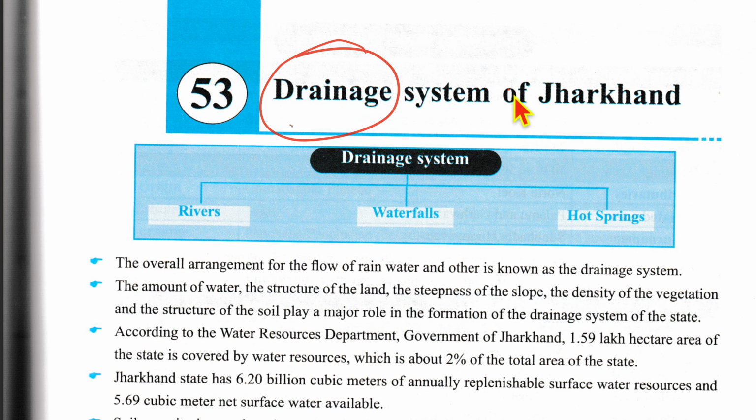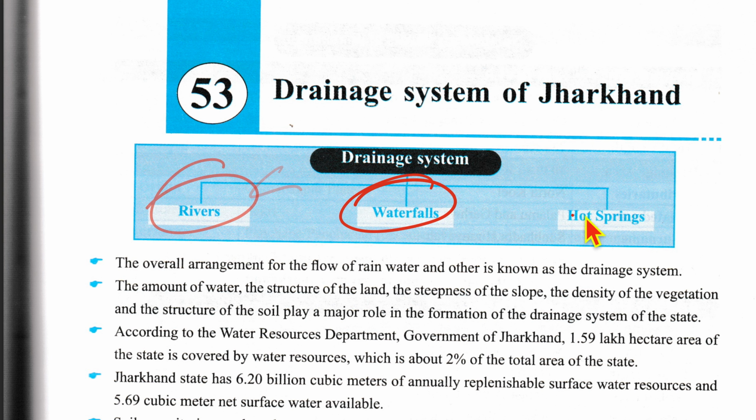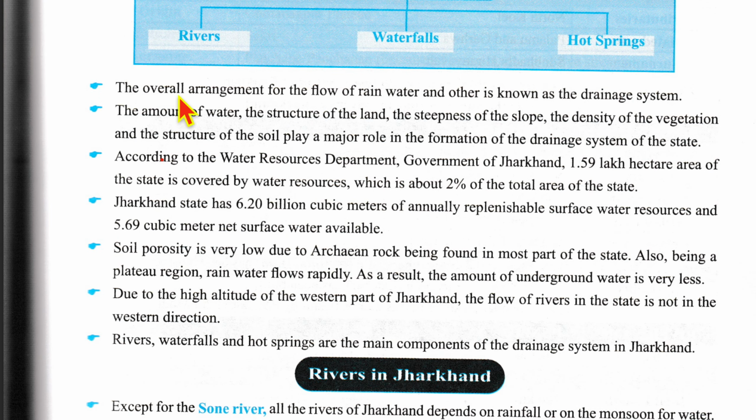We'll be considering the drainage systems of Jharkhand. For the drainage system, we'll be covering rivers, waterfalls, and hot springs. The overall arrangement of flow of rainwater and other is known as the drainage system.